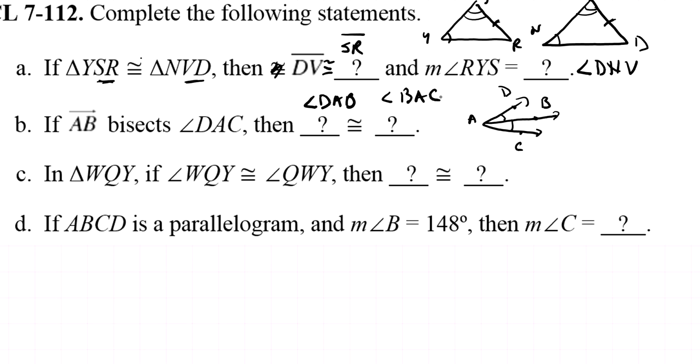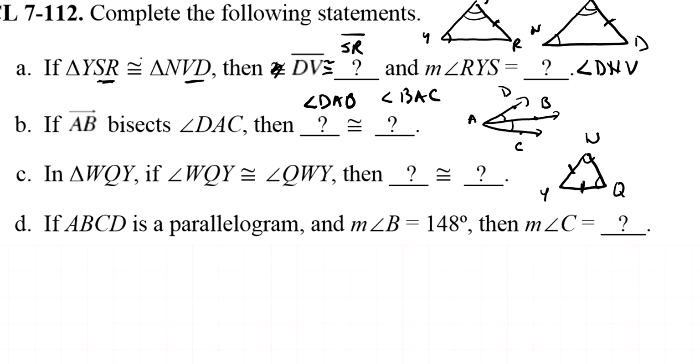In C, it says in triangle WQY, if angle WQY is congruent to angle QWY, then what? Wow. I always like to make a picture. It just helps me visualize. So we've got this WQY triangle, and in this triangle we know that WQY, this angle, is equal to QWY, so it's equal to this angle. And so if these two angles are equal, then we know that these two sides have to be equal.